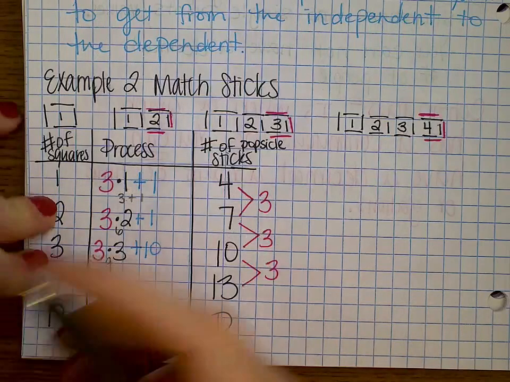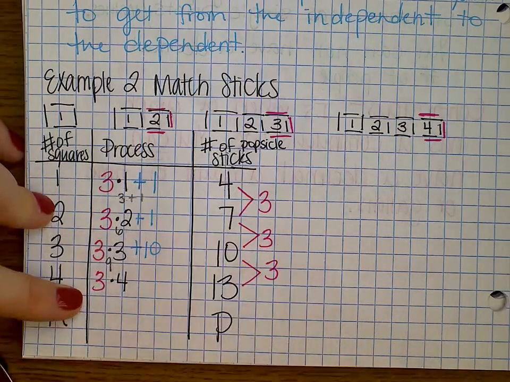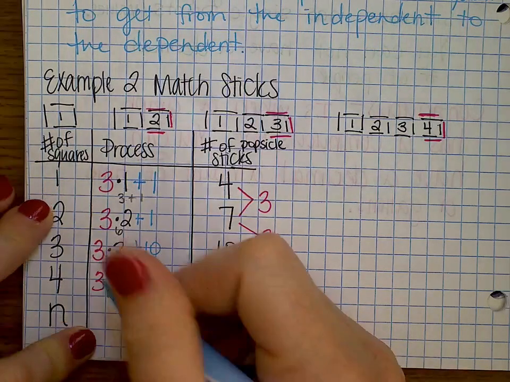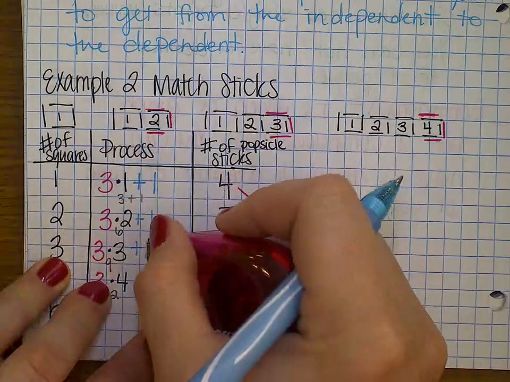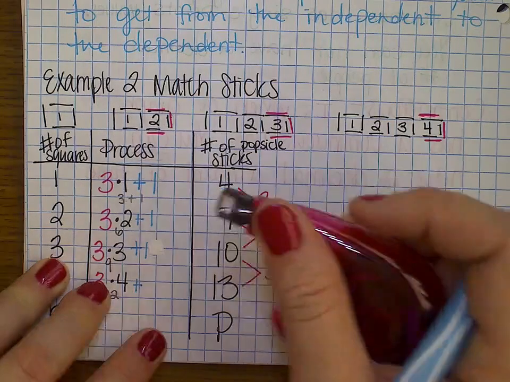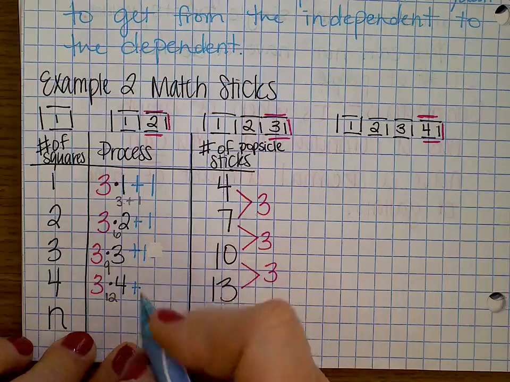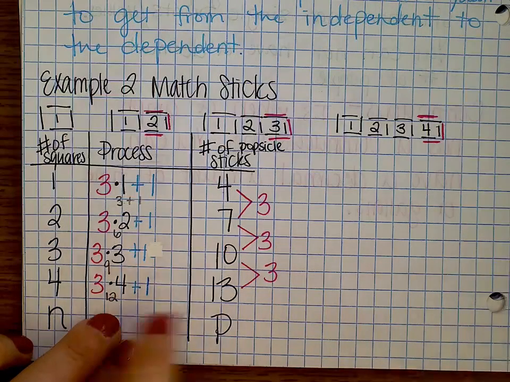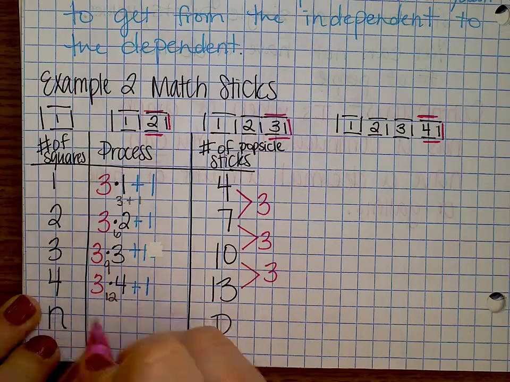3 times 4. 3 times 4 is 12. Plus 10. Oh, I wrote plus 10, I'm sorry. That should have been plus 1. Okay, so it's plus 1. And if you need to borrow whiteout, I always have whiteout. So 12 plus 1 is 13. That's correct. So let's finish writing it.